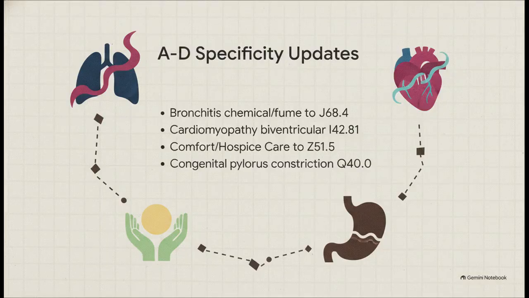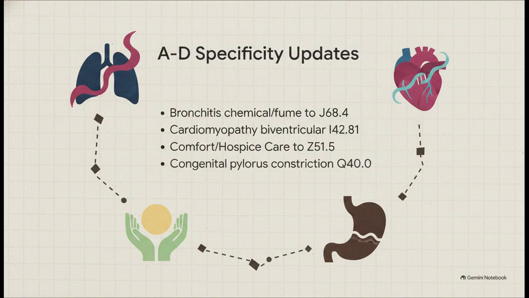Sweeping up the rest of these crucial A through D updates, you're going to notice a huge theme. The index is practically screaming for greater specificity across the board. Basically, we're all going to have to get a whole lot better at deciphering physician handwriting this year. For instance, take bronchitis due to chemical, gas, or fume exposure. The index now strictly points you to J68.4. We are officially moving away from those older, much less specific respiratory disease codes.